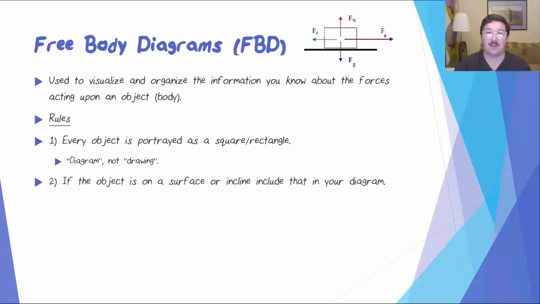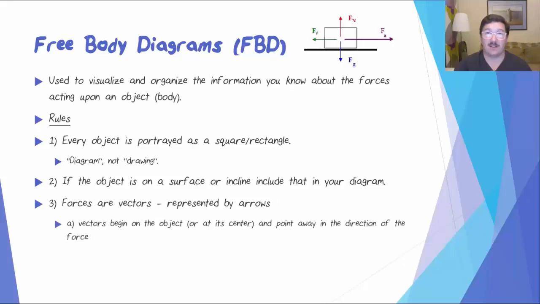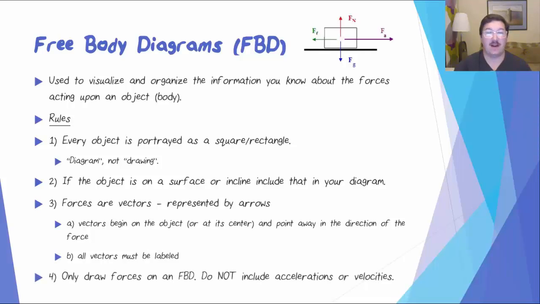Second, if the object is on a surface or an incline, you have to include that in your diagram, much like in the example above. Third, forces are vectors, and vectors are represented by arrows. These vectors, these arrows, should begin on the object or at its center and point away in the direction of the force. All vectors must be labeled. We have to know which is which. Finally, only draw forces on an FBD. Do not include acceleration vectors or velocity vectors.